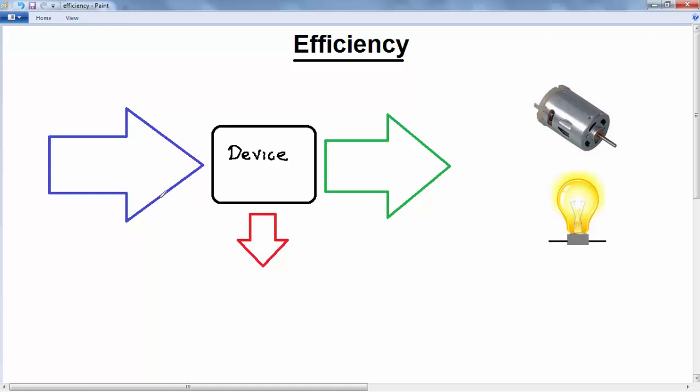So we can talk about the energy that is supplied to the device in order for it to do its job, and the useful energy. That's the energy transferred by the device in doing that particular job. Now, not all of the energy actually supplied to the device is actually used to do that job. Some of that energy that's supplied will be changed into an unwanted form of energy.